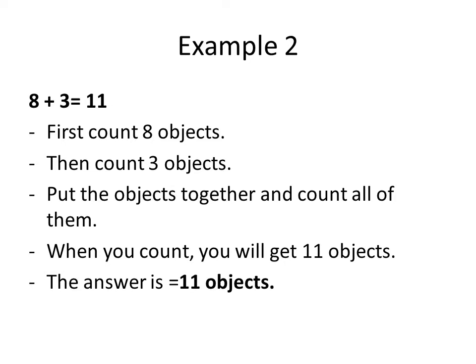First step. First, count 8 objects. This is 8. Count them, put them aside. Then count 3 objects. This is 3. Put them aside. So 8 plus 3. Plus means joining together or putting them together. Then put the 8 objects and the 3 objects that you've counted together and count all of them.